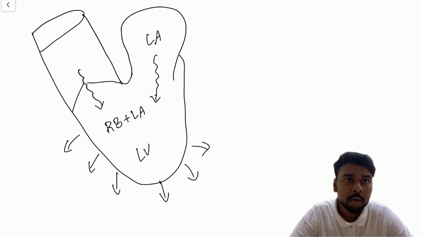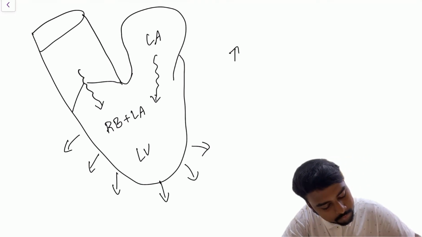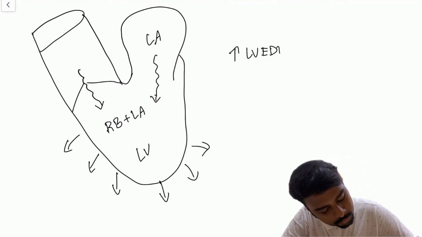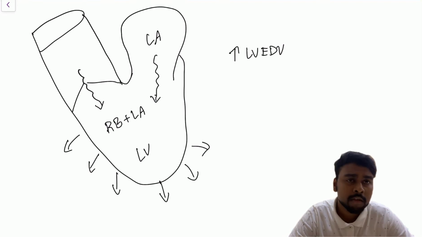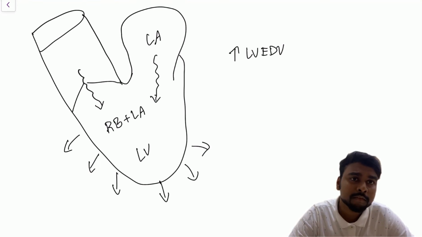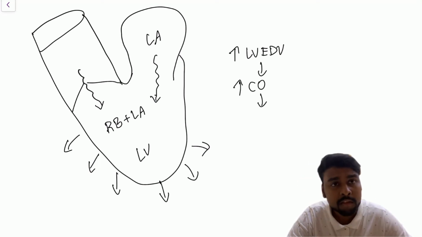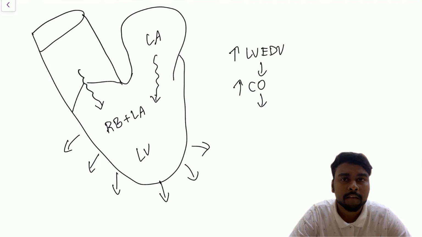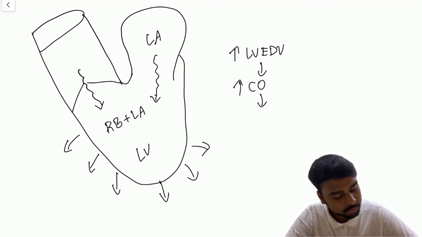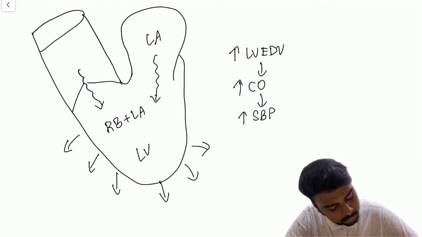Okay, guys. Now, what happens? There is an increase in left ventricular end diastolic volume because there is a regurgitation of blood. So, during the next systole, there will be an increase in cardiac output. What happens if there is an increase in cardiac output? There will also be an increase in systolic blood pressure.